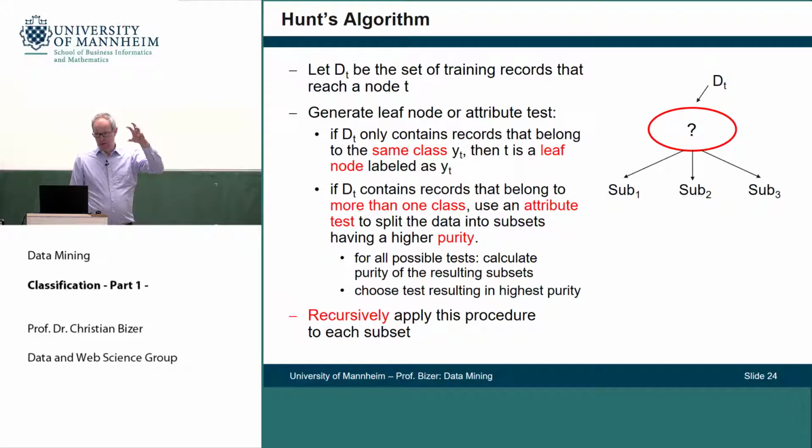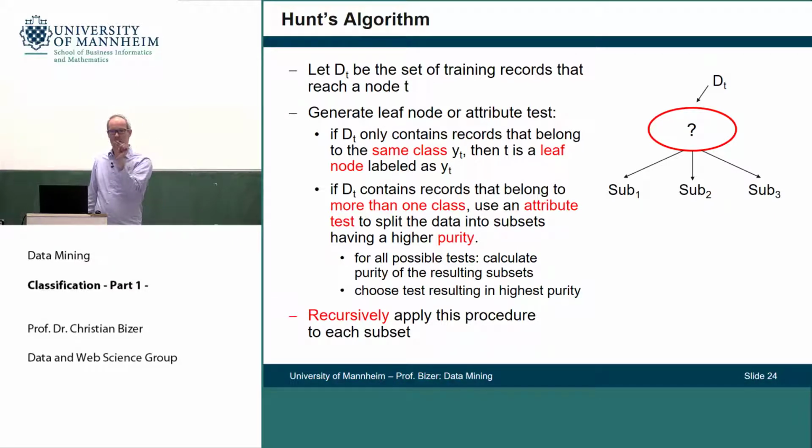So the basic idea: we look at our set of records, so attributes plus labels. Using these records, the set D, we either generate a leaf node or we generate an attribute test node. If all examples in our set have the same label, we generate a leaf node, and the label of this leaf node is the class of all these training records. In the normal case, our set of records contains different labels, so we go through all possible splits.